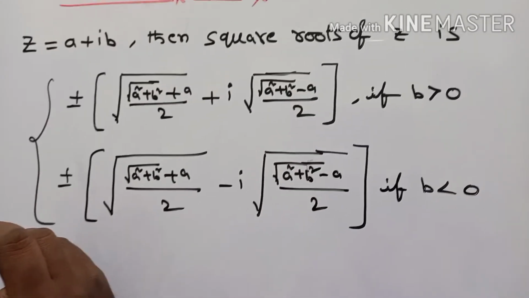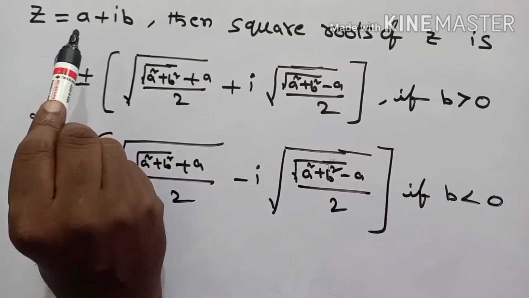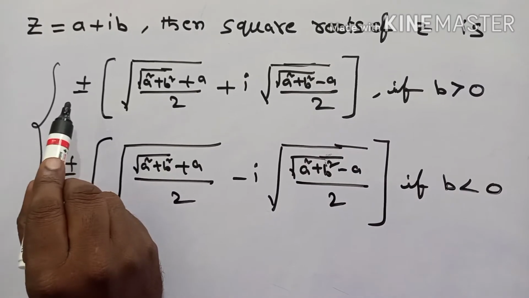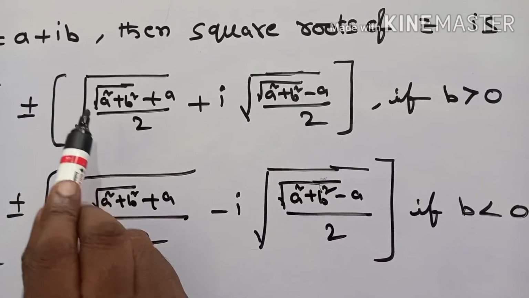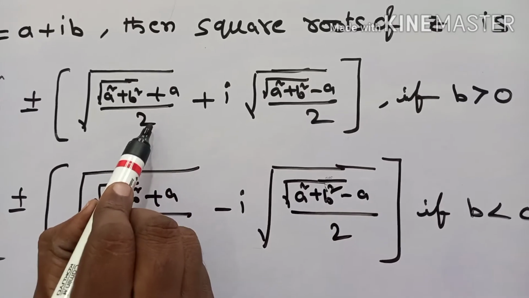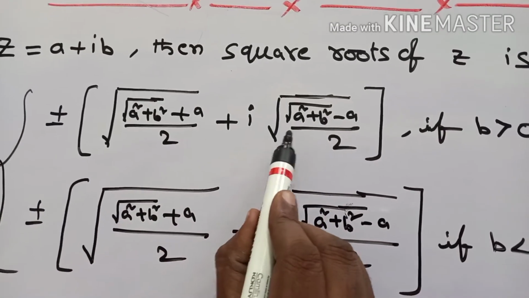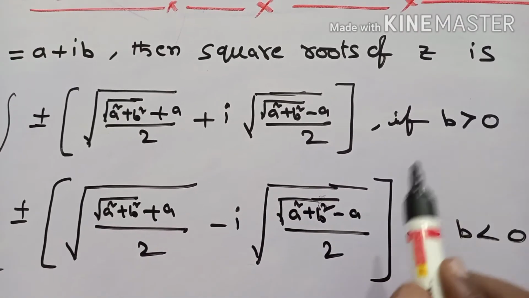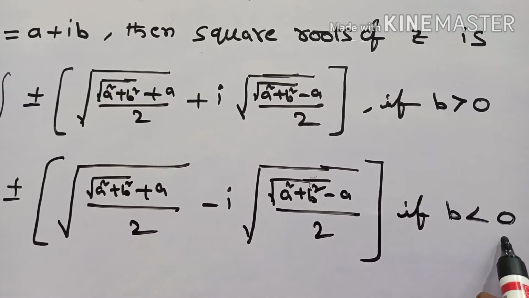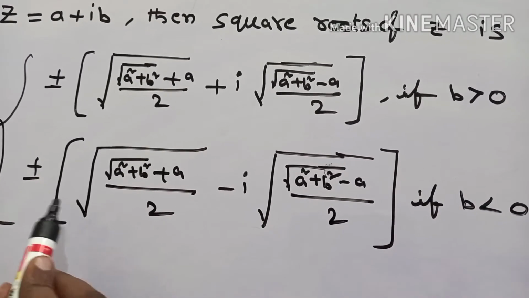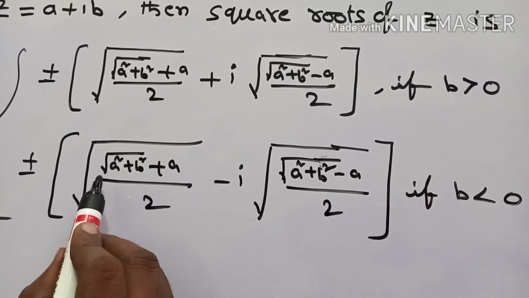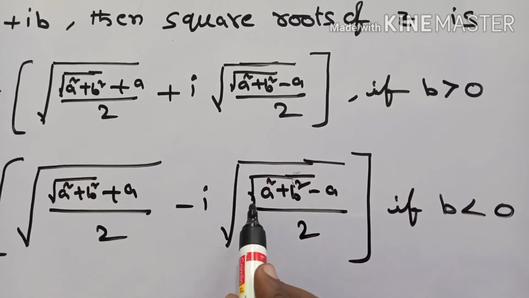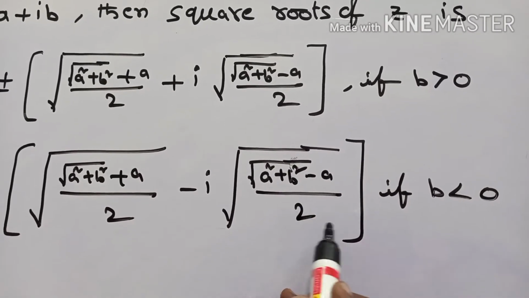Now the condition is z is equal to a plus ib, then the square roots of z is plus or minus root over root of a square plus b square plus a by 2, plus i into root over root of a square plus b square minus a by 2, when b is greater than 0. Suppose b is less than 0, then in this formula you have to take plus or minus root over root of a square plus b square plus a by 2, minus i into root over root of a square plus b square minus a by 2.